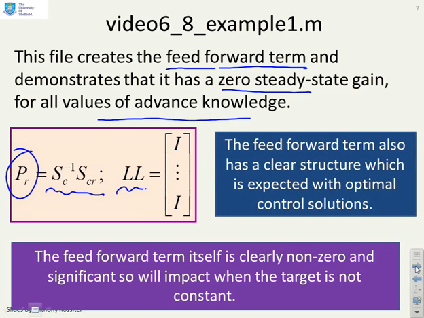Now the other thing you might notice, this is quite interesting, is the feed forward term has a very clear and transparent structure. And that's what you expect. If you look at optimal control theory, it will tell you that if you come up with a particular solution now and then you redo the optimization one sample later without changing any of the information, then you should get the same answer. And that structure is transparent when you look at the MATLAB solutions. So let's do that now.